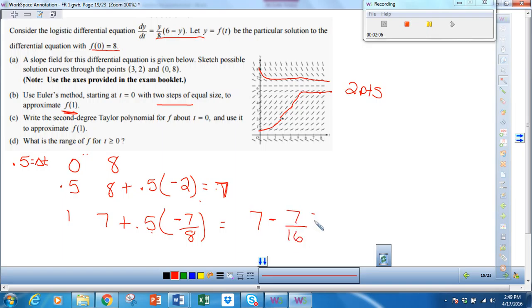7/16. If you're a stickler, you can leave your answer like that, and that answer is perfectly correct and will be accepted on the AP exam. But they wrote it as 105/16. You can leave it like 7 minus 7/16 if you like.